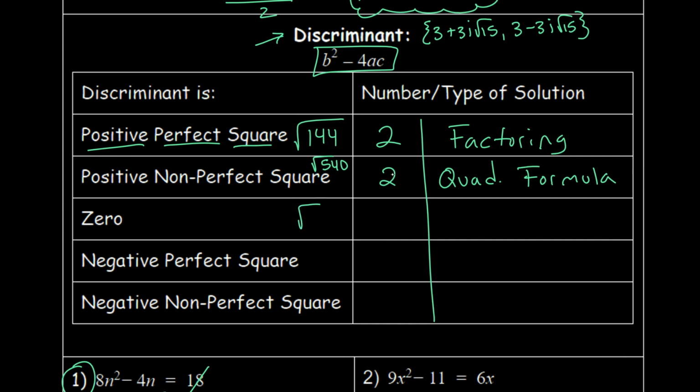What if it's 0? So it's going to be the square root of 0. 0. So it's still a number plus or minus. It's 1, right? Because what is 1 plus 0? 1. What is 1 minus 0? 1. It's still just one solution, yeah. And what do you think is the easiest way to solve this one? Again, there are only 2 where factoring is the easiest: when you have a positive perfect square, and when you have 0.